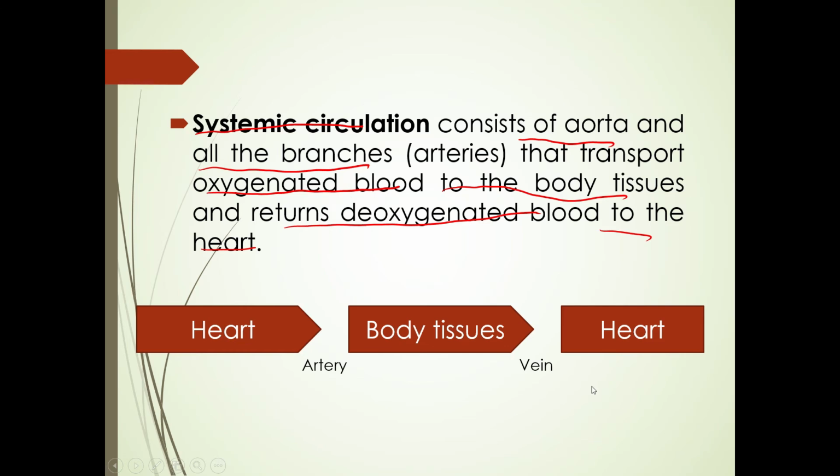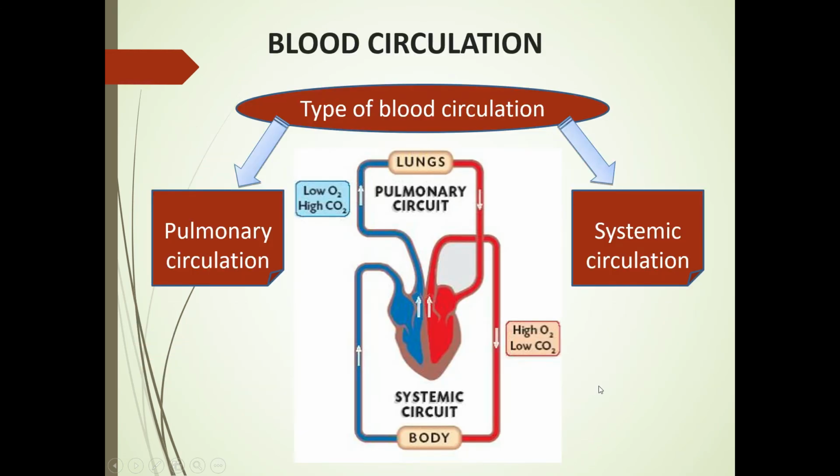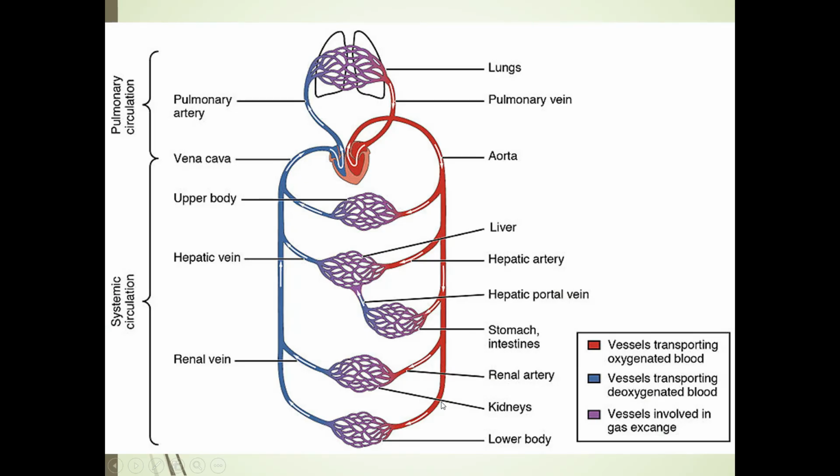So this is actually a cycle. Like this, deoxygenated blood is pumped to the lung and then travels back to the heart. This is the pulmonary circuit. Then it becomes oxygenated blood at the heart, and it will be transmitted throughout the body, and then goes back to the heart. This is called the systemic circulation. So this is actually the diagram.